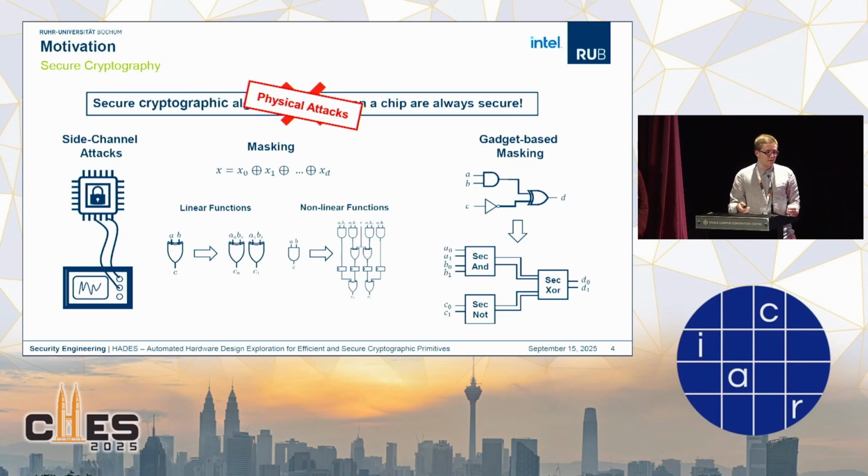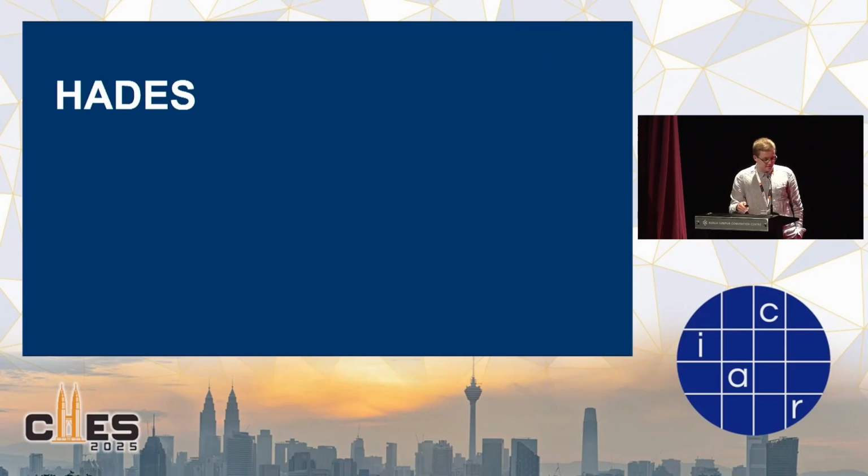And so in addition to all the design choices that designers have to make for their hardware implementation, if we also want to consider physical security, we get additional design choices that we have to consider. And so the question that we asked ourselves was, is it possible to create an automated and efficient and security-aware design flow for cryptographic primitives? And of course, since we're standing here, that is possible, and our concept is what is HADES.